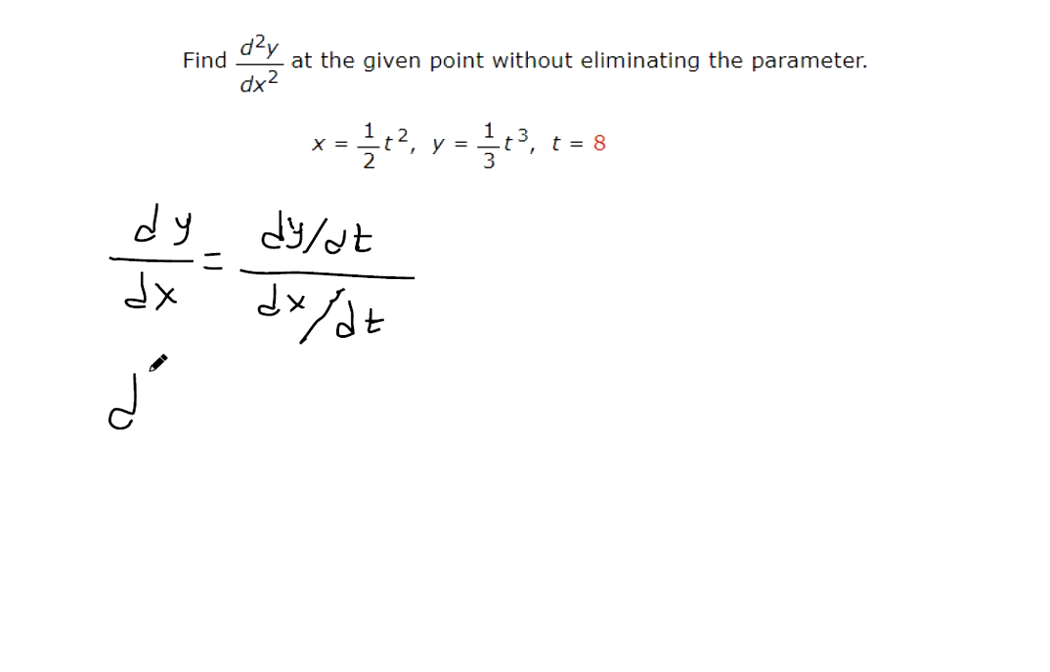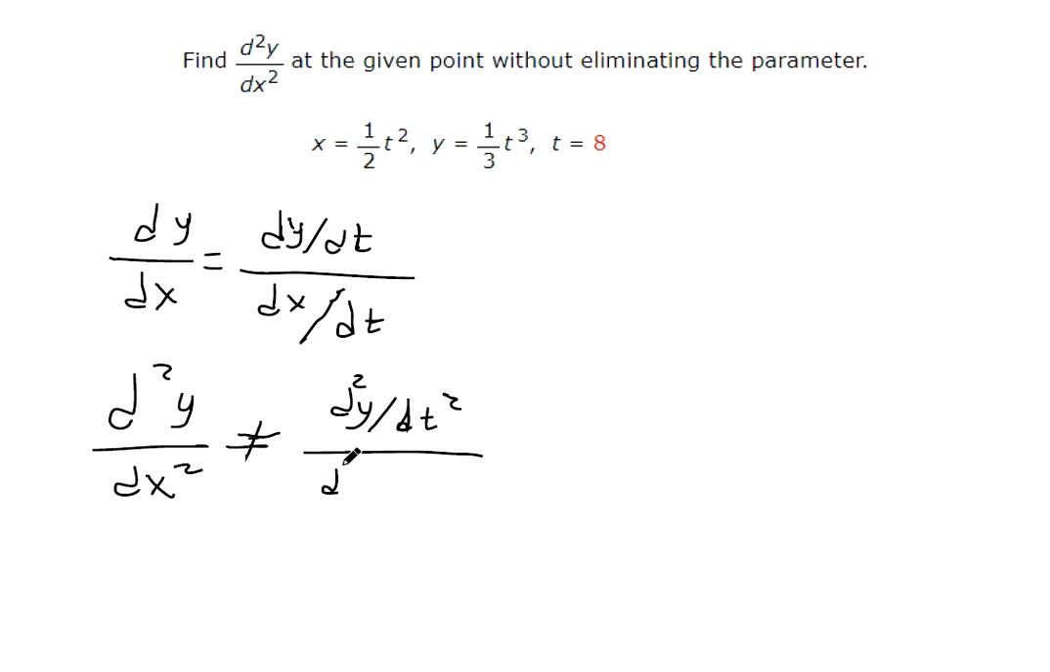It's tempting to say that the second derivative is going to be, here, I'm just going to go ahead and put does not equal right now, just so we know. It's not just the square of the numerator and the square of the denominator here. Okay, so this isn't true.